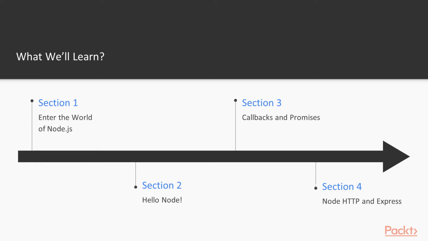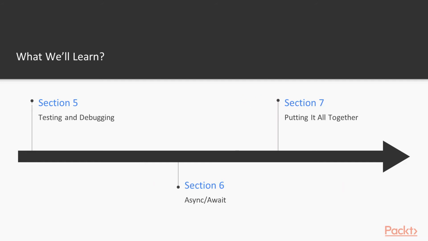Node is commonly used as an HTTP server in some form or other, and Express is the most common library that builds on Node's standard HTTP functionality. We'll go through running a server with and without Express in Section 4. Section 5 covers testing and debugging your apps.